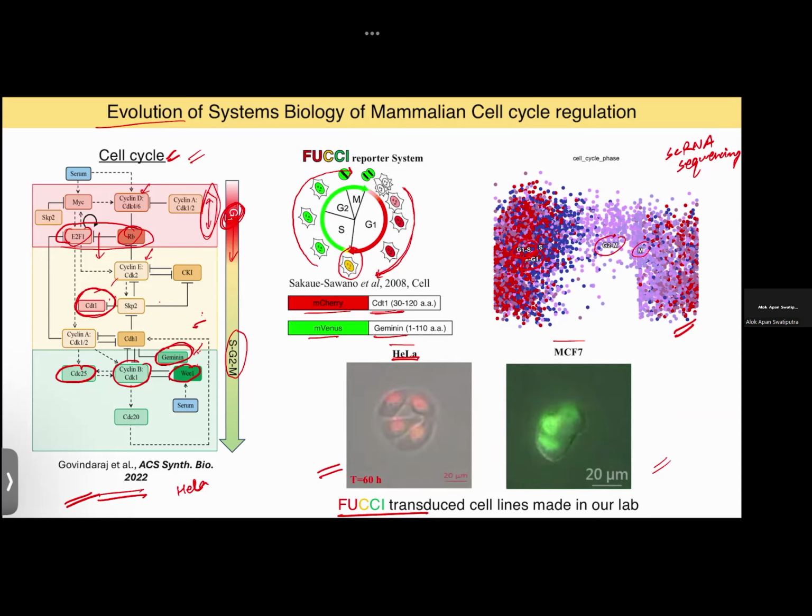So that was the basic outline of how systems biology developed in the context of one particular problem, which is cell cycle regulation, and how state of the art models in terms of cell cycle and other regulatory processes are built.